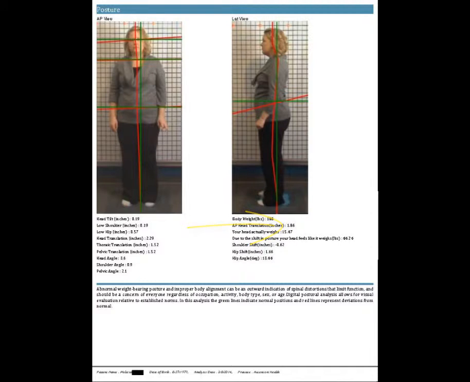So based on your body weight, and I usually don't say body weight with women. I usually don't say body weight with men. I just say your body weight that you reported or that you weighed, whatever, if you collected the data. Here's what your body weight was. Based on that, your head is translated 1.86 inches forward of the gravity line, which means your head would weigh this much if we would remove it and weigh it based on your body weight. But because of that shift, it feels like your head weighs 44.24 pounds.